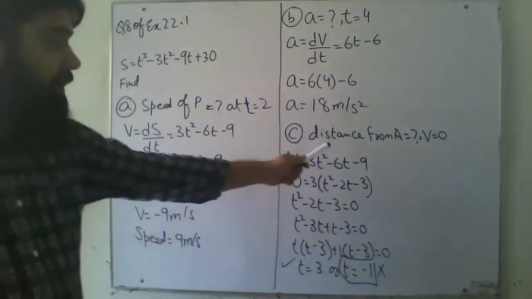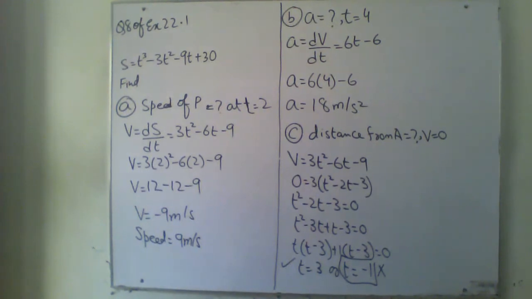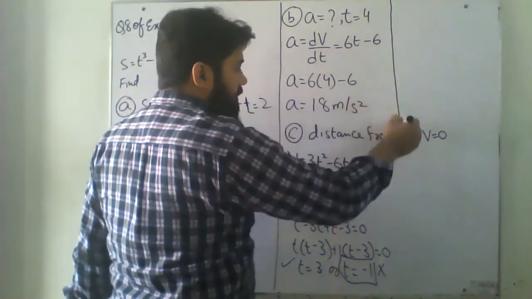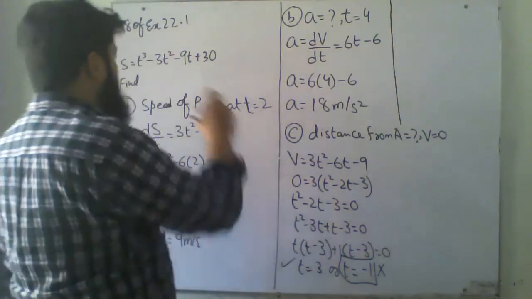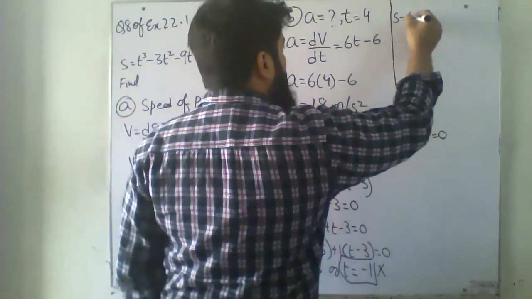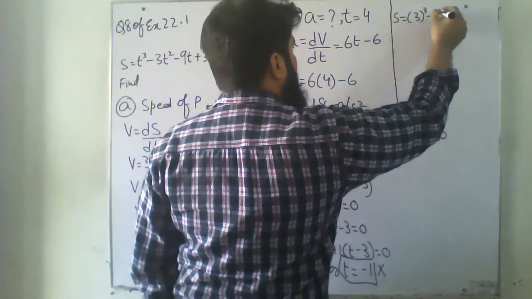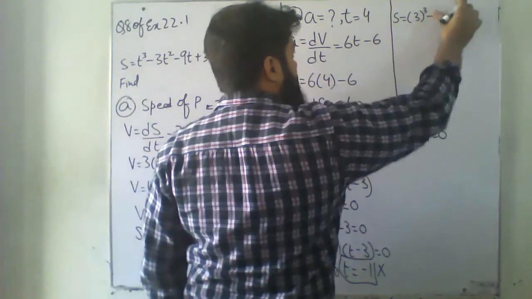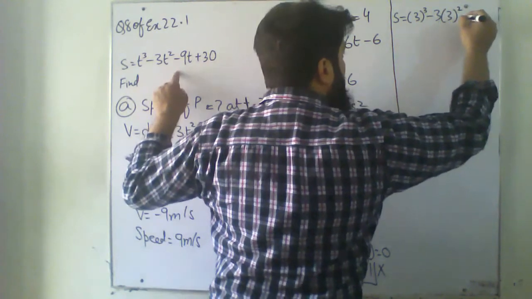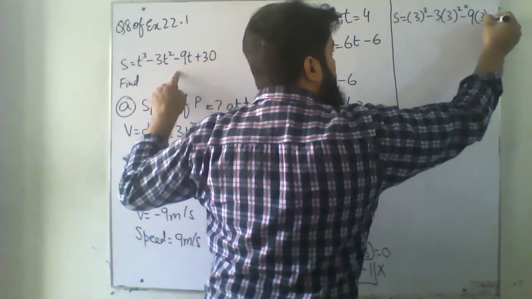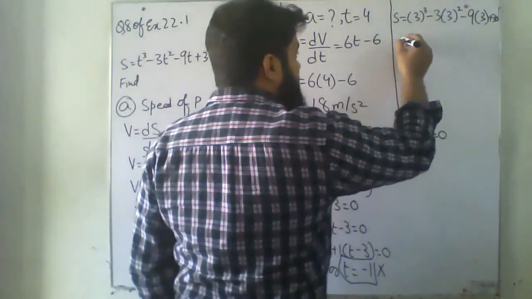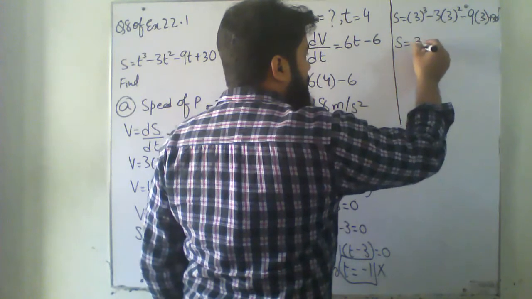Now I have to find the distance from A. First of all, I will put t equals 3 over here. So s equals 3 cube minus 3 into 3 square minus 9 into 3 plus 30. When I simplify it, the displacement is s equals 3 meters.